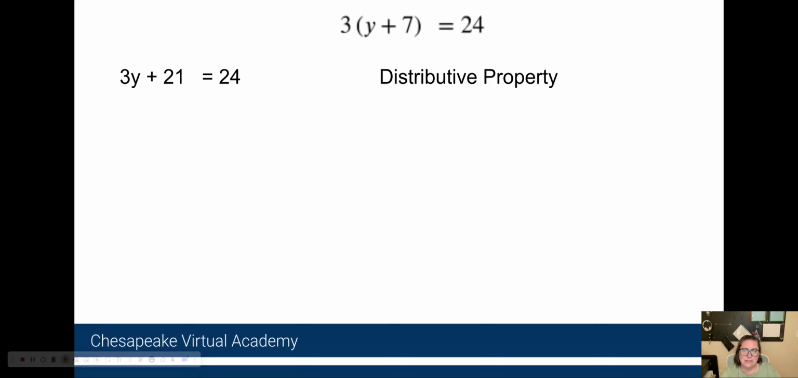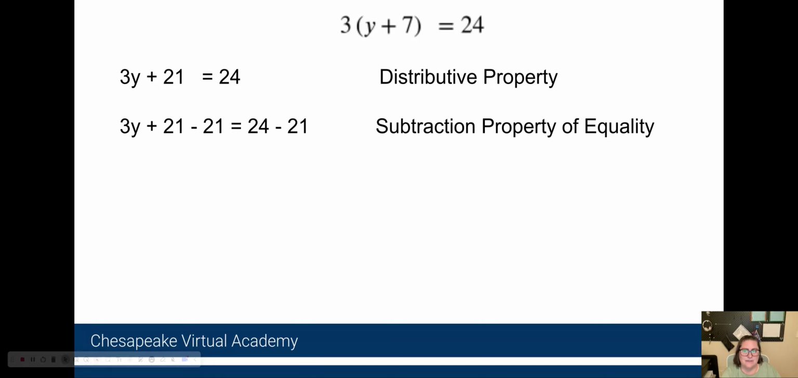Now we have to undo the adding of 21, which means the opposite of that is to subtract. So we're going to subtract 21 from both sides. And when we do, we reduce it to get 3y equals 3. That is our substitution or simplifying property.